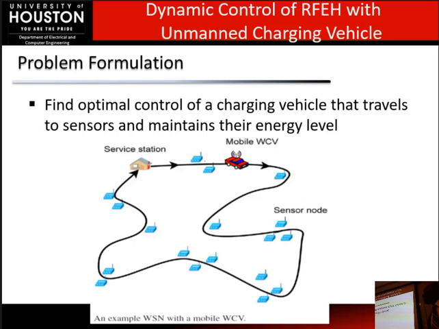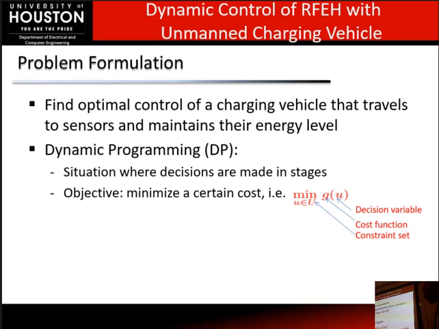So as I said earlier, the goal is to find an optimal control of a charged vehicle that will travel to sensors and wirelessly maintain their energy level so that they can keep operating. Dynamic programming is used to solve this problem. It's used in situations where decisions have to be made in stages, and the goal is to minimize a certain cost, G, by taking an action, U. It's a decision variable.